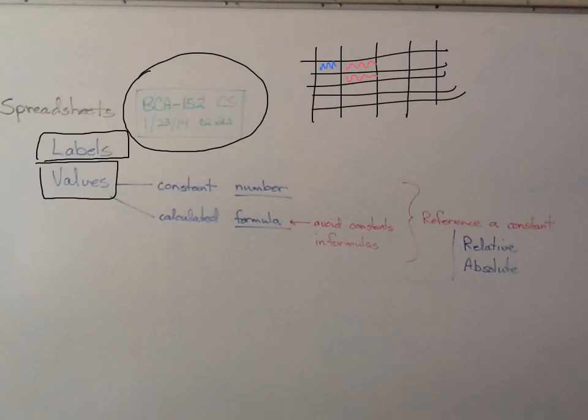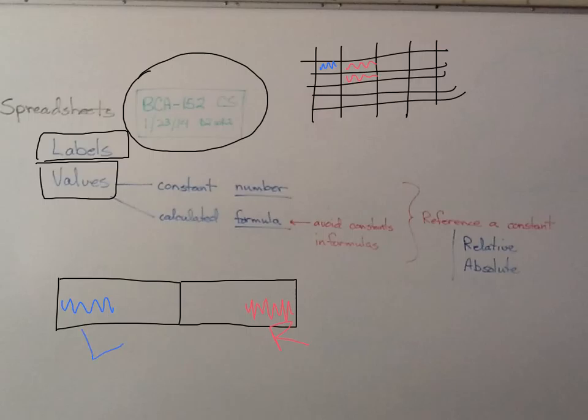The labels are typically left justified by default. They don't have to be, but they would be left justified by default. Values are right justified by default. Okay? Which means, if you're looking at a cell, a label is going to exist over here, and if we have a cell that has a value in it, that typically would be over here. Right justified, left justified. Okay?